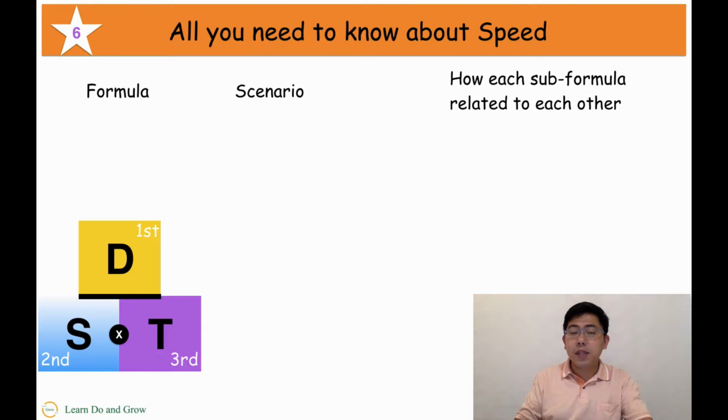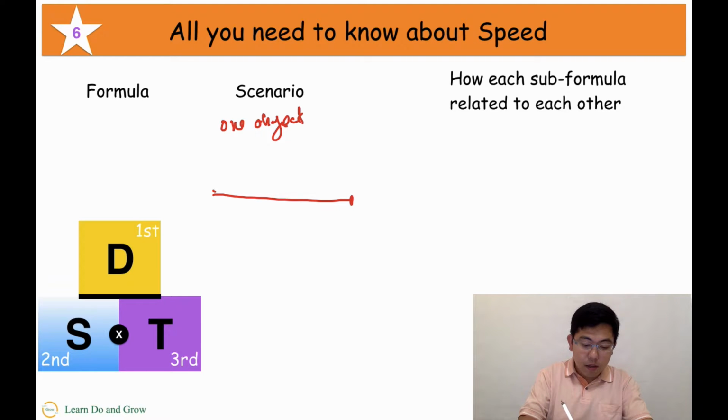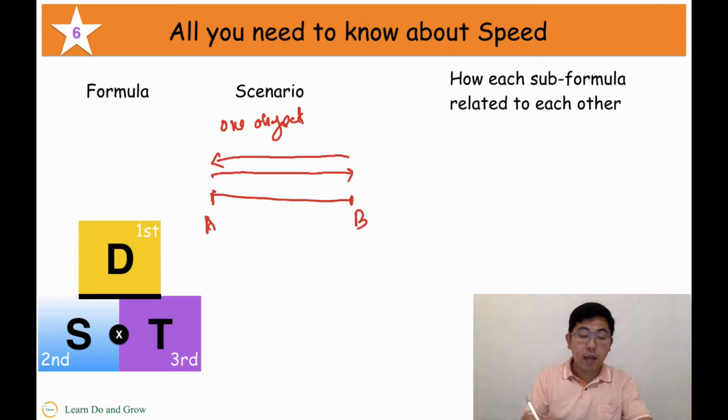actually there are quite a number of scenarios, but if you choose to sum up, let's look at one object moving. So let's say this is town A to B. The object moves either from town A to B or from town B to A. When there is only one object, we only have one distance, speed, and time. Okay.